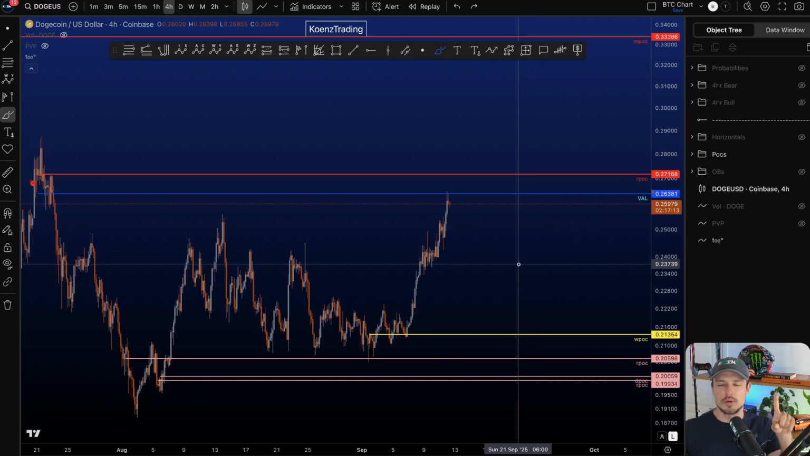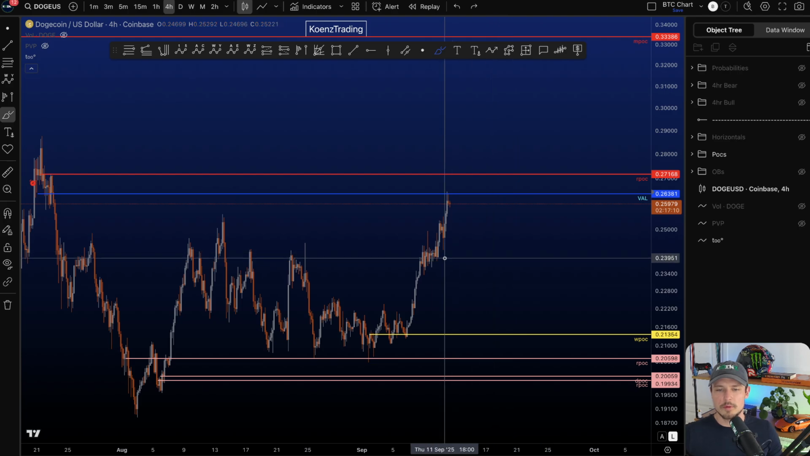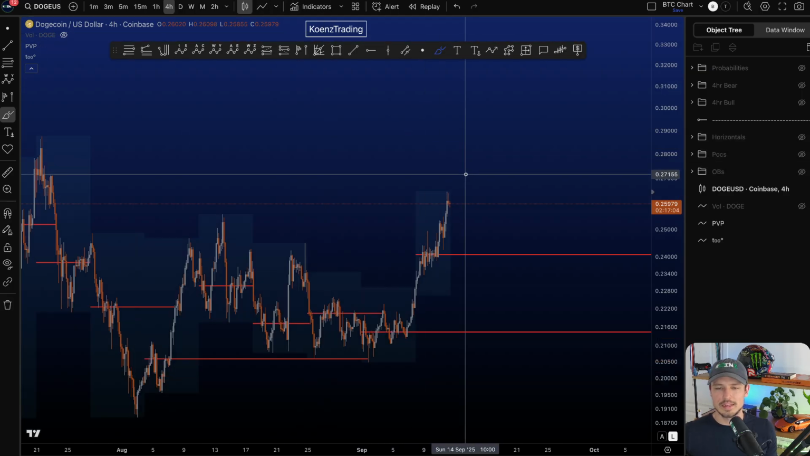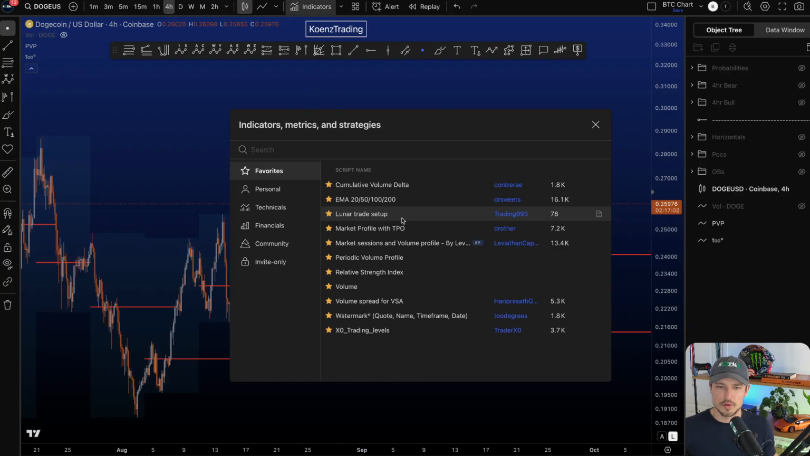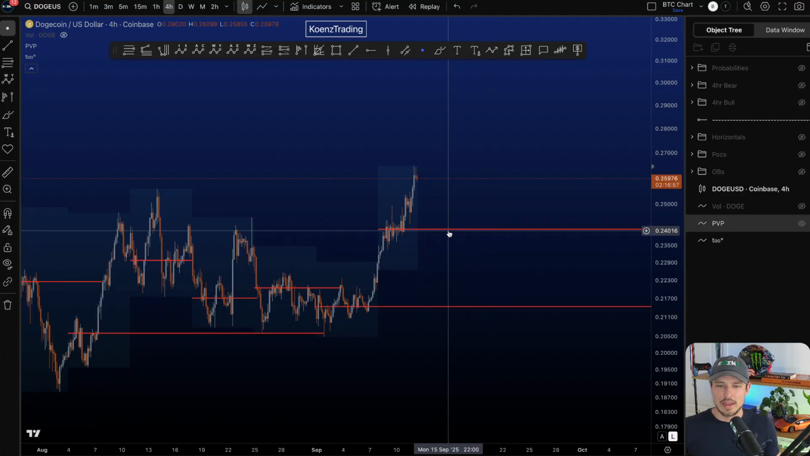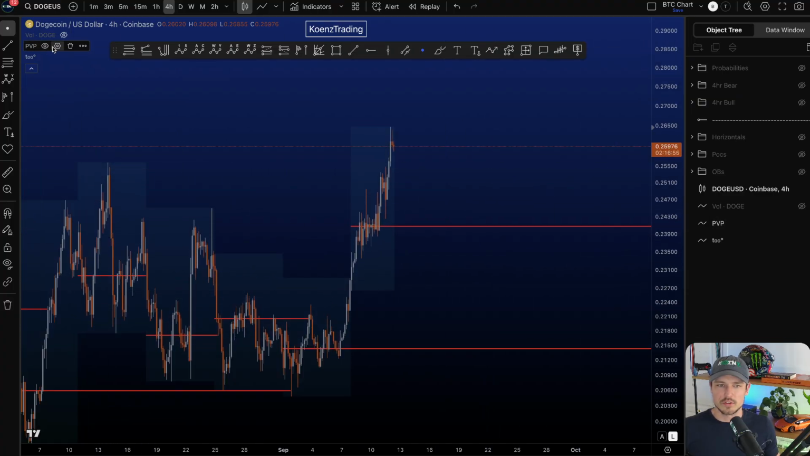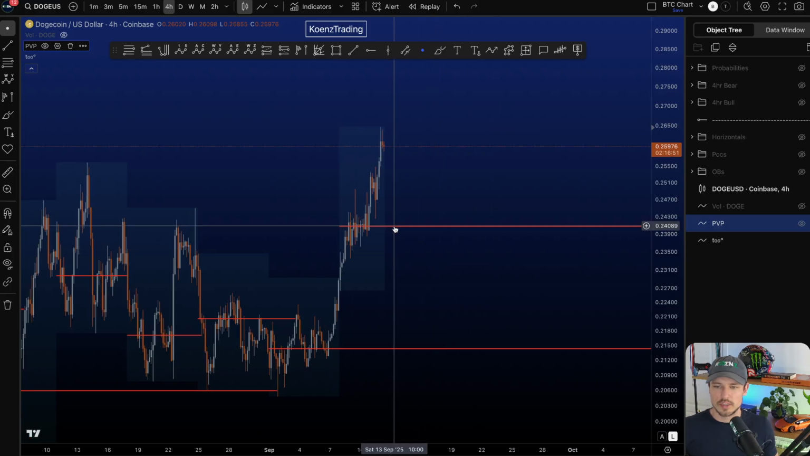A level that is not on my chart, but I do want you to keep in mind, is the point of control of this range. Now I have an indicator here on my chart, which is the PVP indicator, periodic volume profile, which is this one here. So you can check it out. And you can see that if you put the settings on the weekly, here on week, then we have a point of control here at 0.24. That is the current week's point of control.